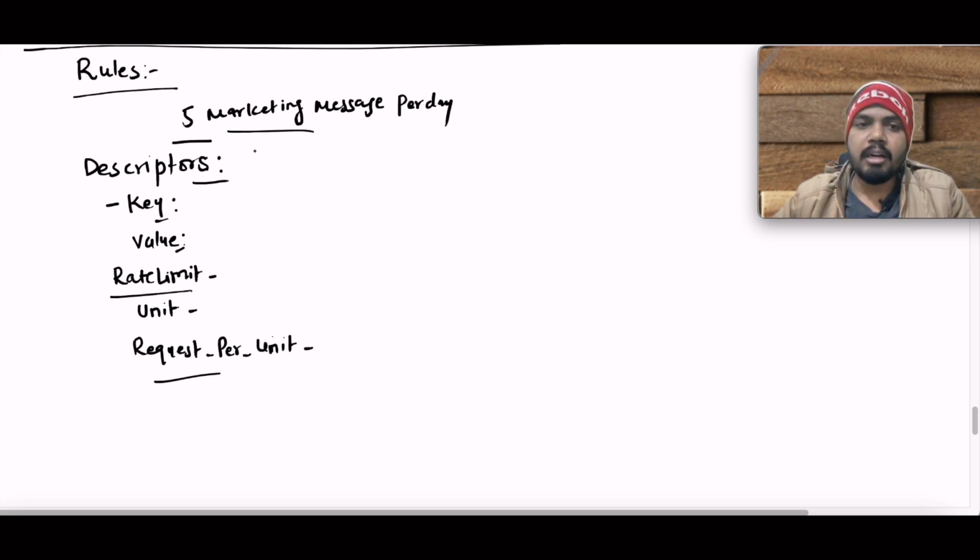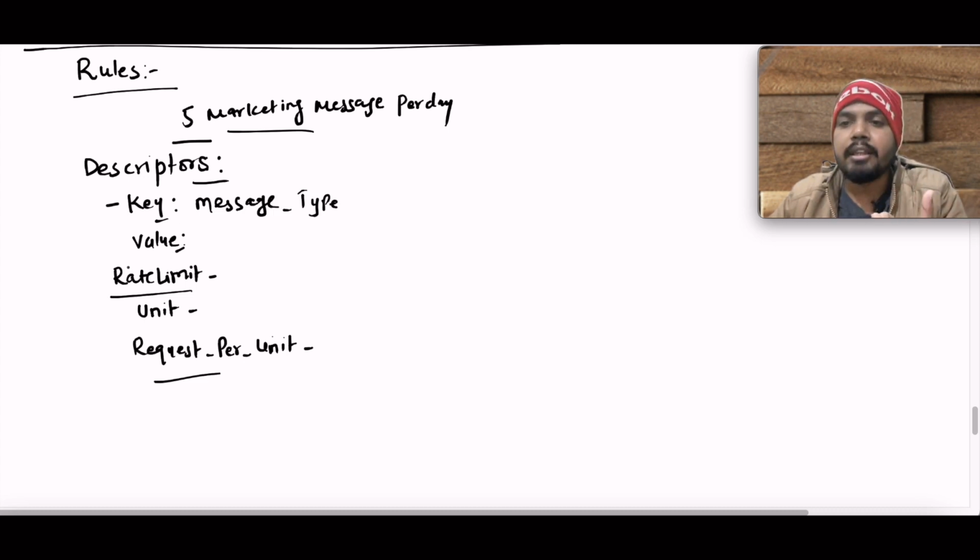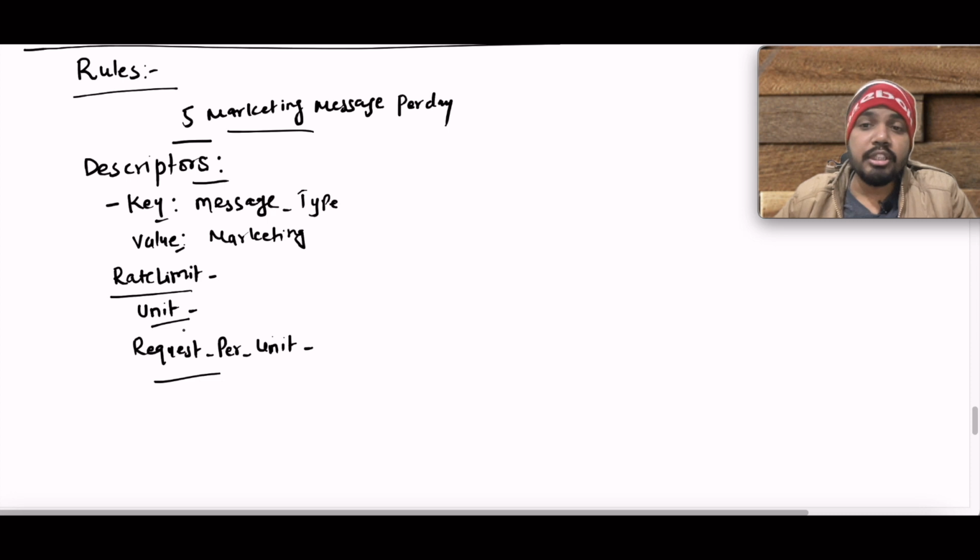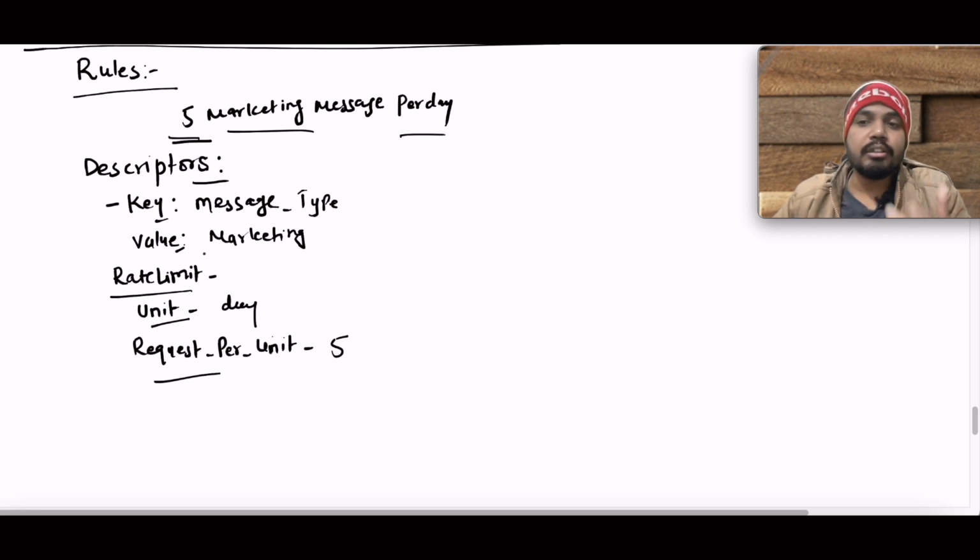In the current example, 5 marketing messages per day. So the key would be message type because you want to get the message. The value would be a string, what type of value you want. So here the value would be marketing. You want to get the marketing message. So the key would be the message type and the value would be marketing. Here we have to put the unit. How will you measure it? Here the unit would be day because you want to measure it in a day. And the requests per unit, what is the rule? You want 5 marketing messages per day, so it would be 5. If you look at these rules, they completely show what type of message you have and what rule you want to apply on it. What we have written here is 5 marketing messages per day. So this is the rule.